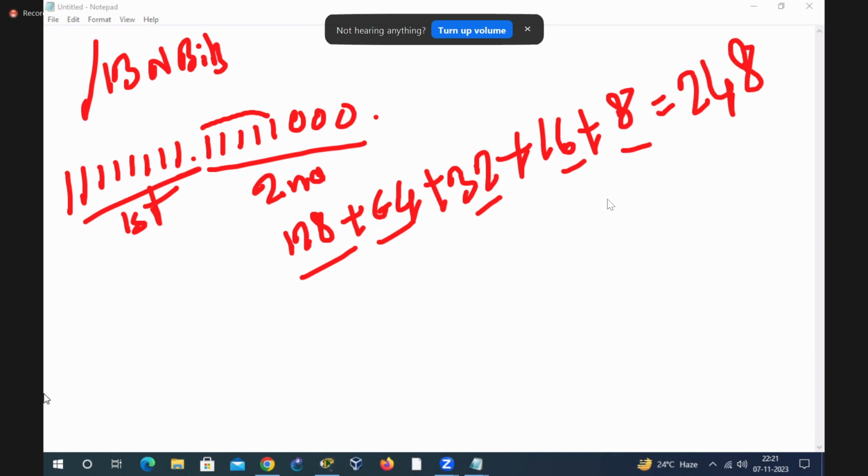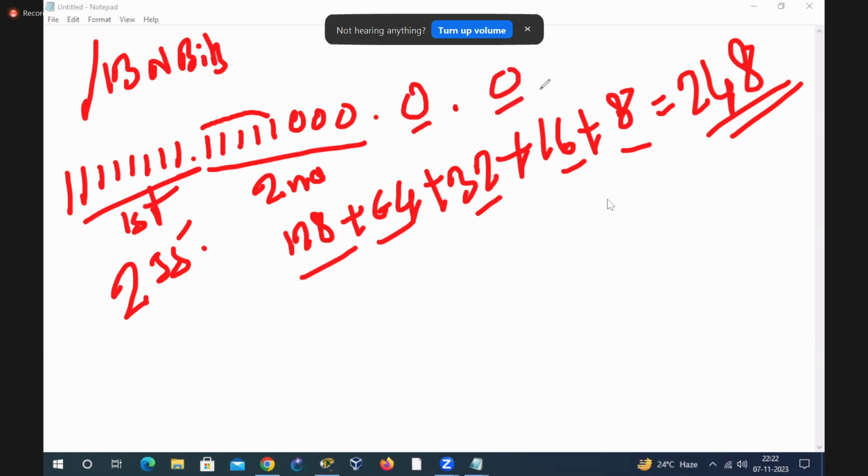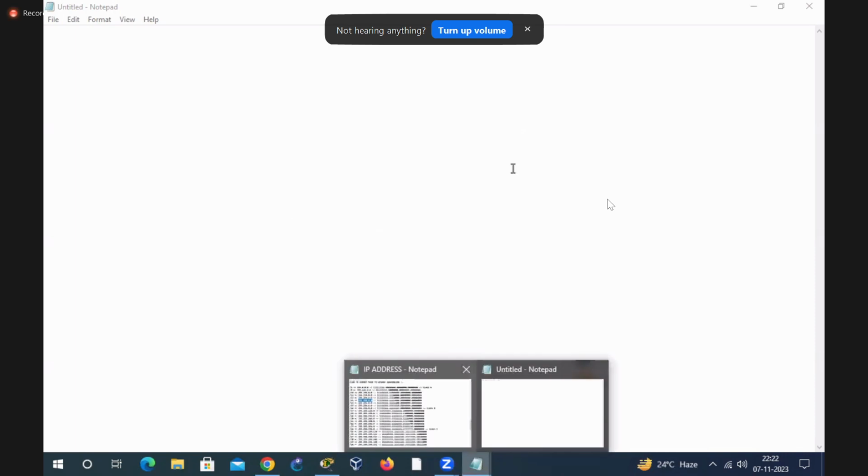248. Yes. So this first octet value is what? 255. Second octet value is what? 248. And third will be what? 0, and fourth will be 0. Yes, sir. That's it. Okay.